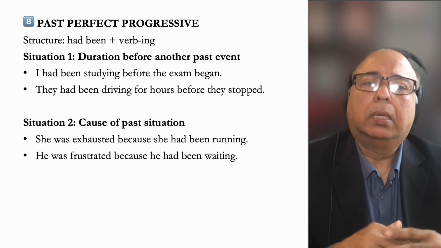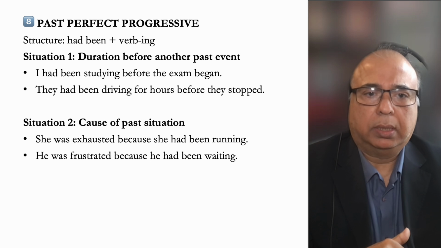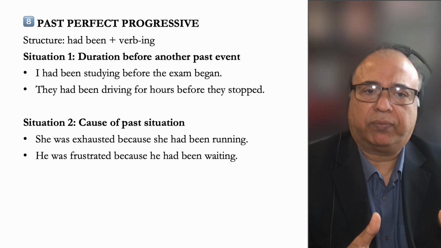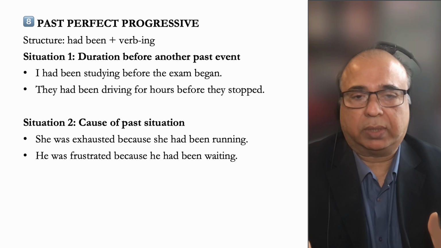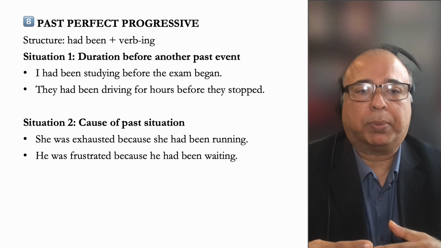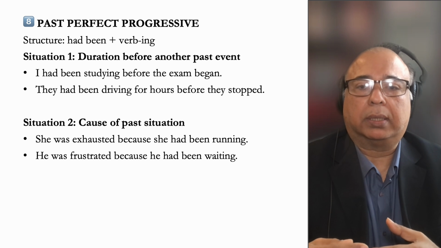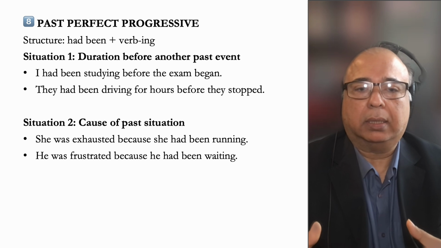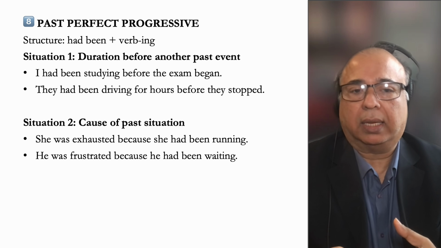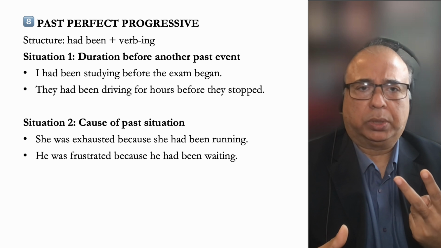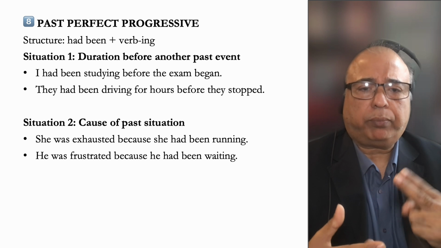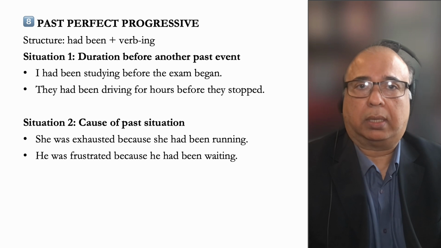Okay. Past perfect progressive. The structure is different from just past perfect, because there is a progressive. There's an action that is ongoing, happening. Had been plus ing. Had been listening. Had been singing. Had been doing. So there are 2 situations in which we use past perfect progressive. One is a duration before another past event.